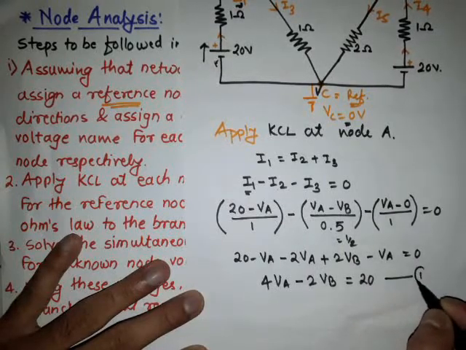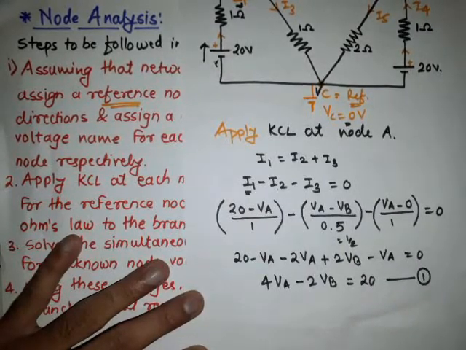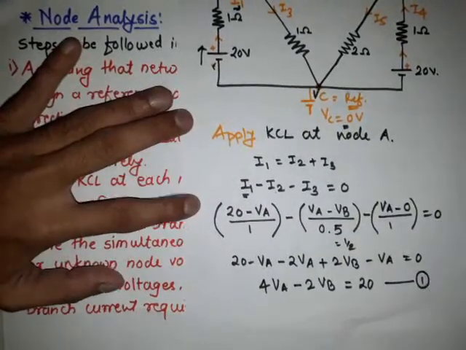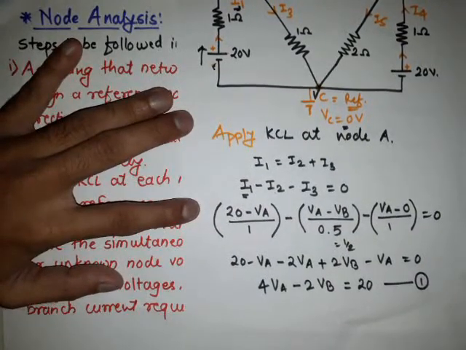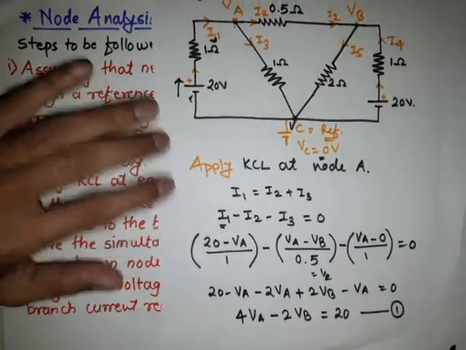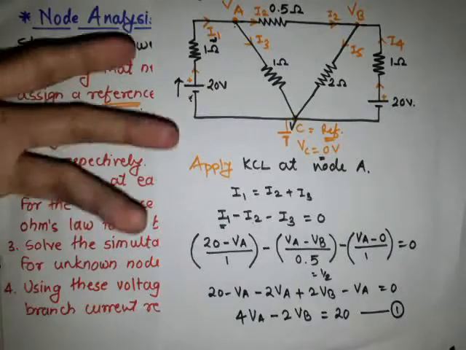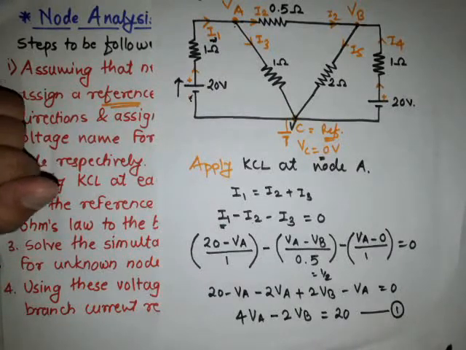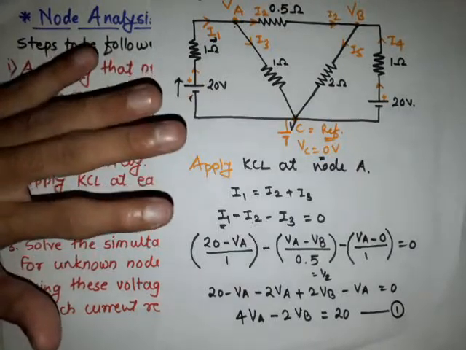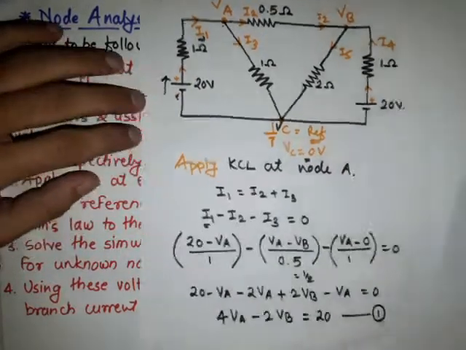Suppose this is the first equation. Now we have to apply KCL at node 2, or at node B. Always remember that by nodal analysis we find the voltages at different nodes, and after finding the voltages, by applying Ohm's law at different branches we find the unknown currents.